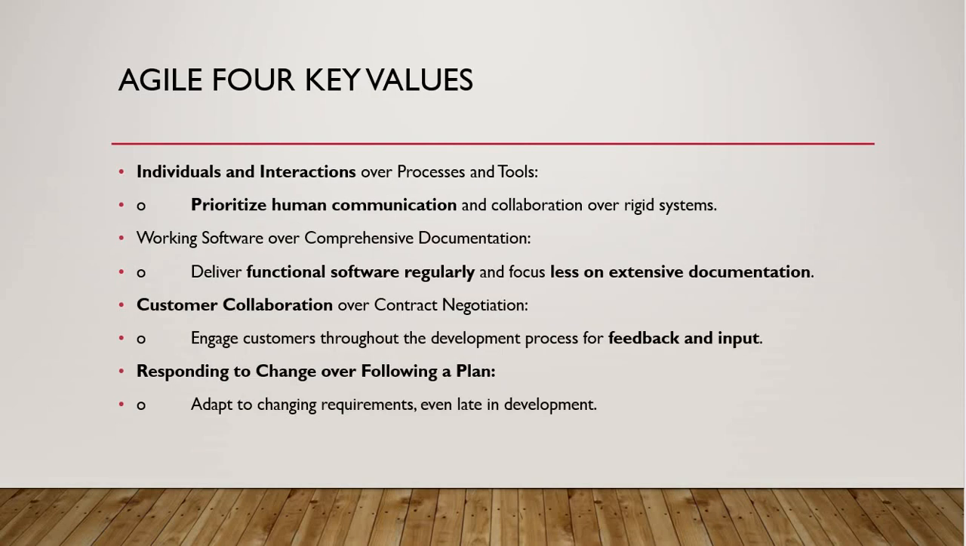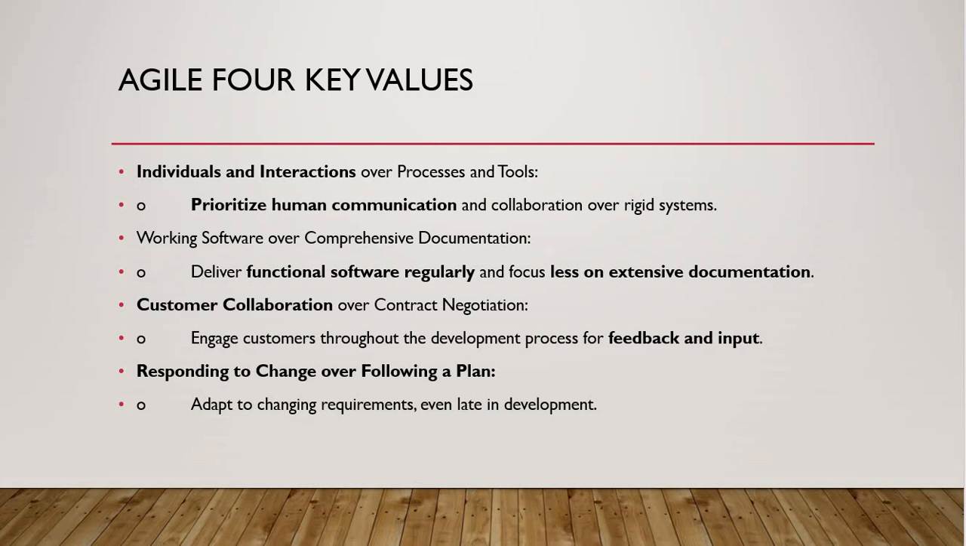These are the 4 key values of Agile. Okay, the first one is individuals and interactions over processes and tools. So which means it prioritizes human communication and collaboration over rigid systems. So the system is not rigid. Okay, as I said, it is not as linear as SDLC. Okay. And then we prioritize the communication, show the outcome for each stage to the stakeholder, to the customer to get their response, their opinion, and what can be improved.